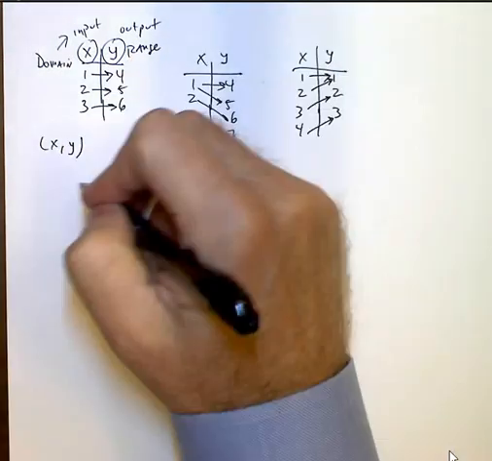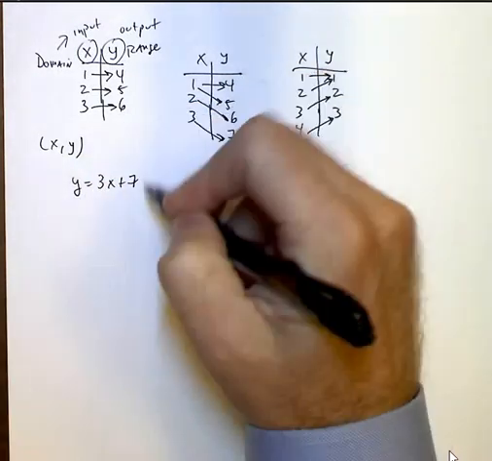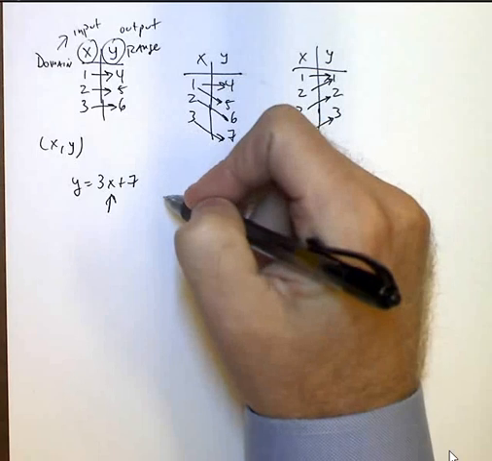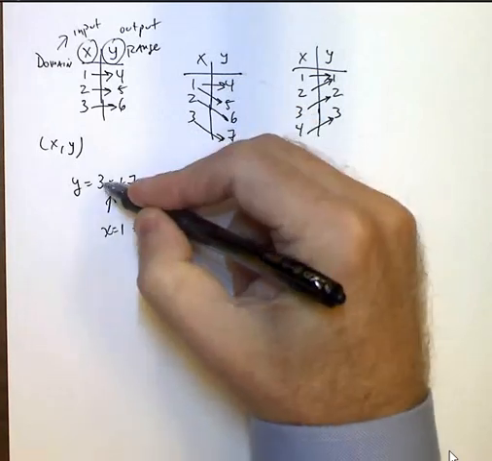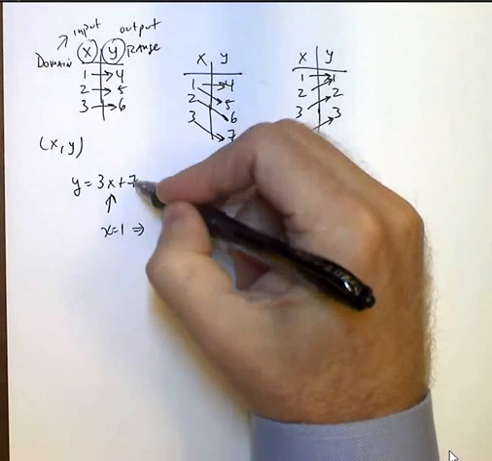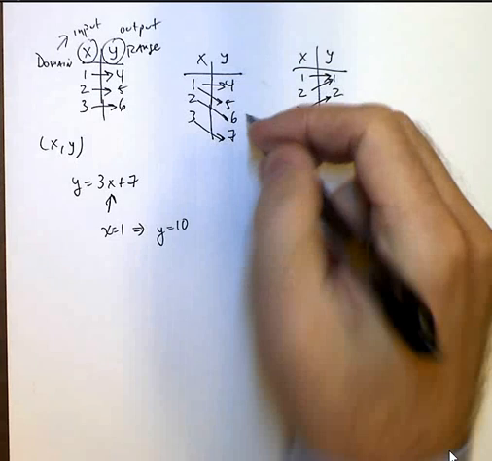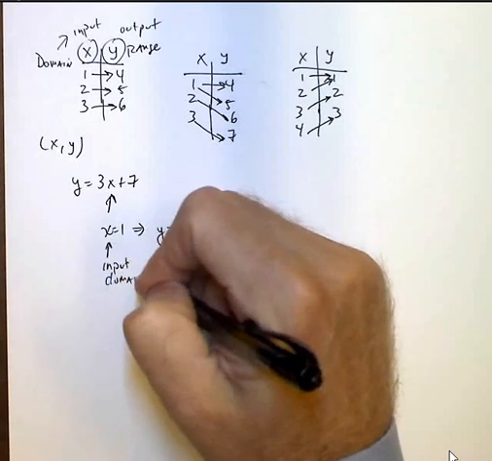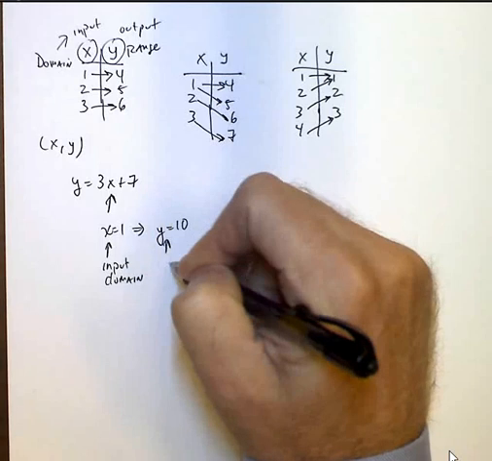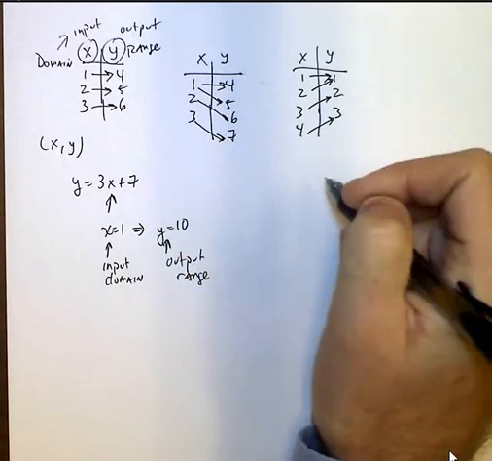If I told you y equals 3x plus 7, your input is x. You can put a value in for x. Let's say x equals 1. And you solve for y. 3 times 1 is 3. 3 plus 7 is 10. So when x equals 1, y equals 10. That's your input. That's your domain. And y equals 10 is your output. And that's also your range. You got to know those terms.